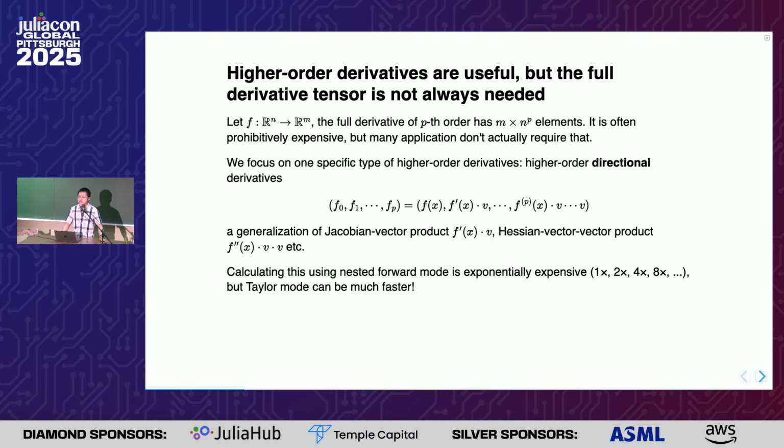If you try to do this with nested ForwardDiff, well, it's doable. But the mechanism that ForwardDiff uses is that it will create a dual number pair for each order of differentiation. So when you nest it again and again, it will double the number of operations each time you increase one order. So it's 1 times, 2 times, 4 times, 8 times. But actually, Taylor mode is another technique that tries to do the same thing with much faster speed.